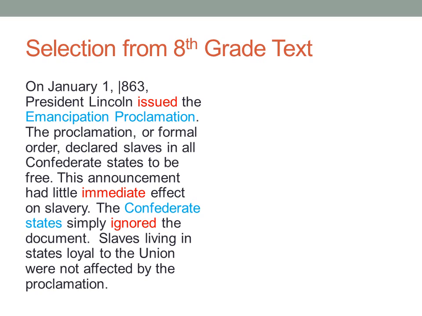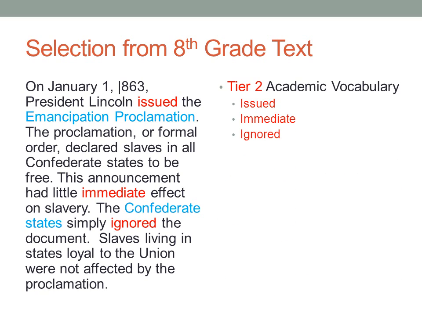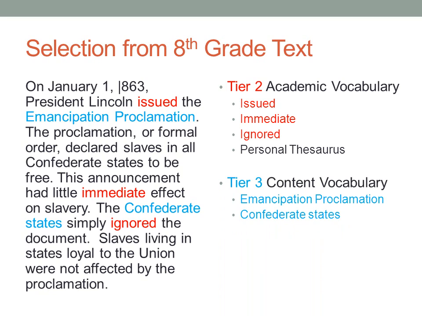Academic vocabulary, content-specific vocabulary. Our Tier 2 academic vocabulary includes the words issued, immediate, and ignored. These are words that kids will see across content areas, and they're used by mature language learners. These are going to go in the personal thesaurus. The Tier 3 content vocabulary includes Emancipation Proclamation and Confederate States. These are very content specific to social studies, and they're going to go in their personal content dictionary for U.S. history in the 8th grade.